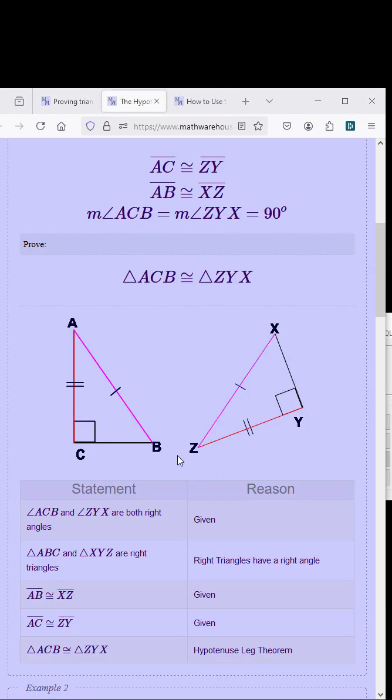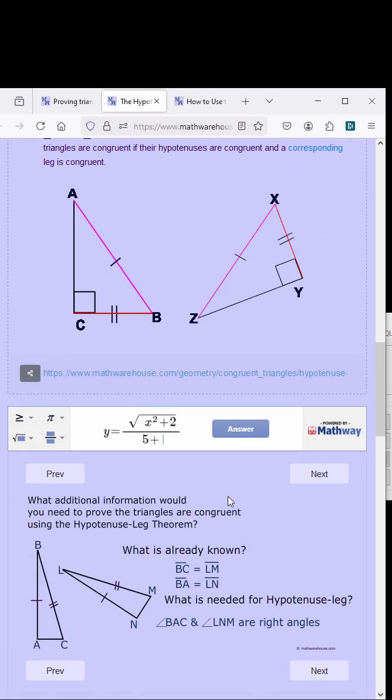It's a very simple theorem to use to prove triangles are congruent. You simply have to establish that you have right triangles. So if you're given that angles ACB and ZYX are 90 degrees, you can state that you have right triangles, and then from there you can say, hey, I have a pair of legs that are congruent, I have a pair of hypotenuses that are congruent. The entire thing is congruent by hypotenuse leg. And let's go over one more example.